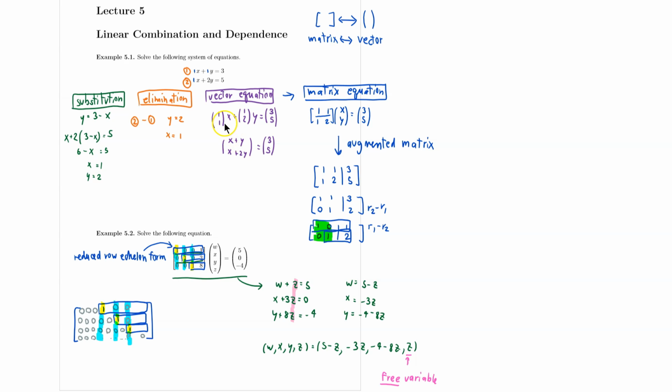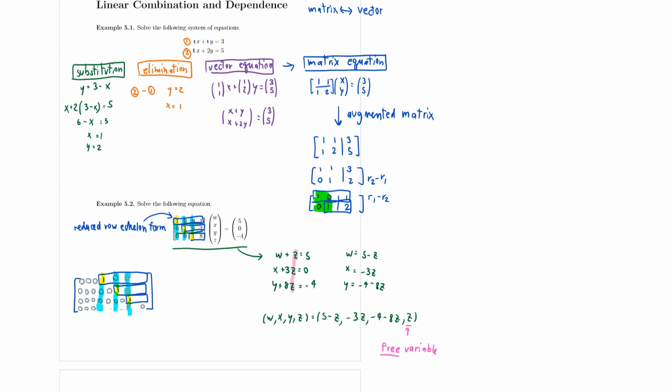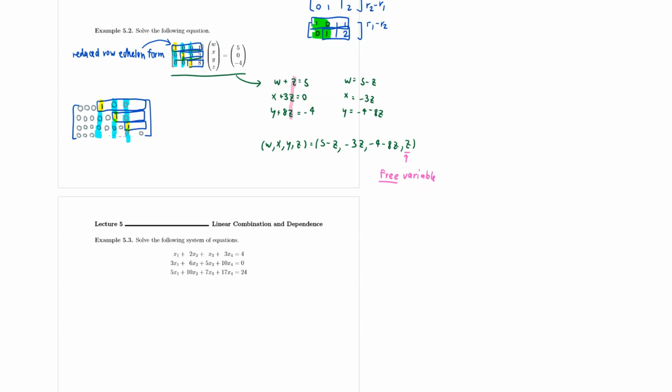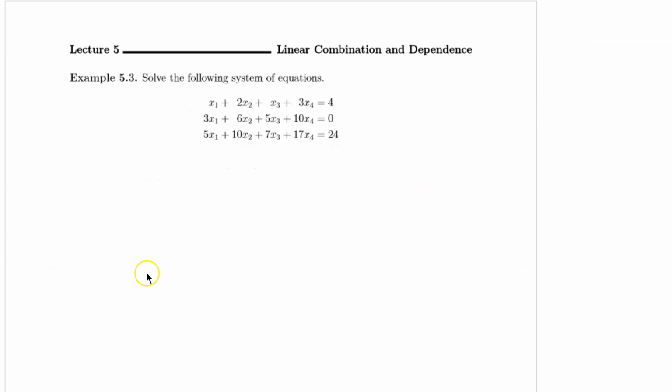In the previous examples, we have seen that we can solve a system of linear equations by converting them into a matrix equation. And we can solve a matrix equation by using Gaussian elimination, reducing the matrix into what is called reduced row echelon form. So for the next example, I'm going to try to use that strategy to solve this system of equations.